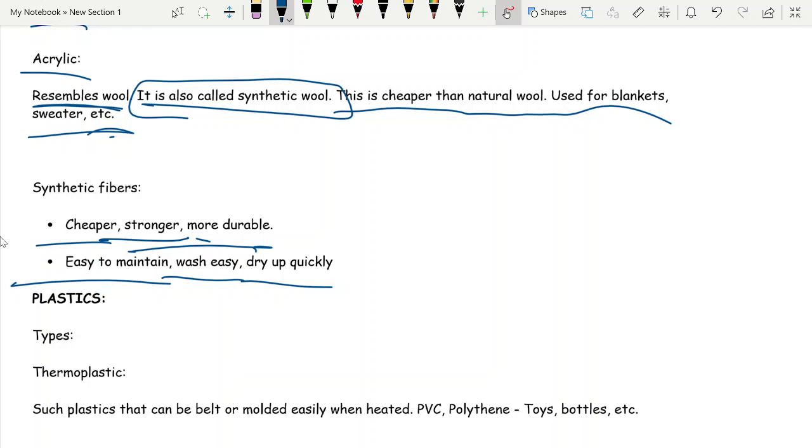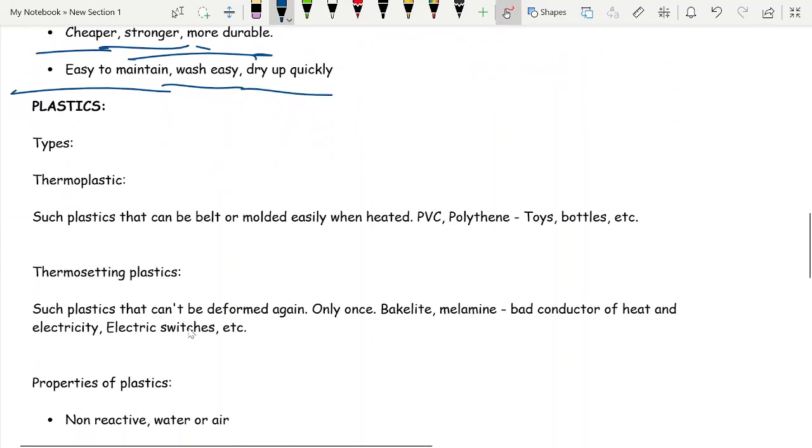than natural fibers. Plastics. Now, plastics is such a broad topic. We have talked about how it's bad for our environment, but why? And what are the types of plastics? There are types of synthetic fibers and also natural fibers. Then what are the types of plastics? So let's cover that. The types can be thermoplastics and thermosetting plastics, and those are the two types.